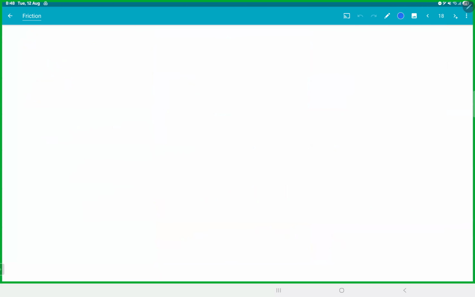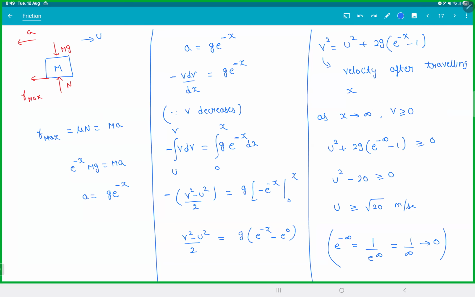Let's see the next one. Any other doubts on this page? It's more of a maths problem, but anyways, if you're not clear with anything, FBD, equations, ask. Next one.